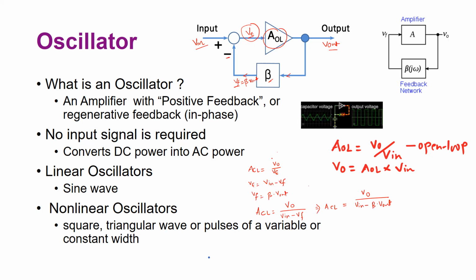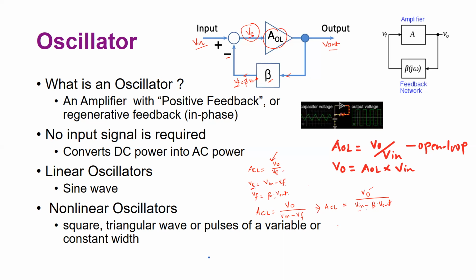Again, the closed loop gain is the ratio of output divided by input voltage, and the V epsilon or V error is V in minus VF, and VF is beta times V out. So ACL will be VO divided by V in minus VF, and therefore it is VO divided by V in minus the value of VF, that is beta times V out.